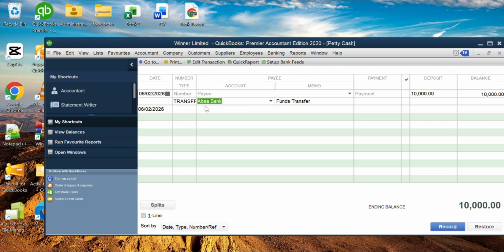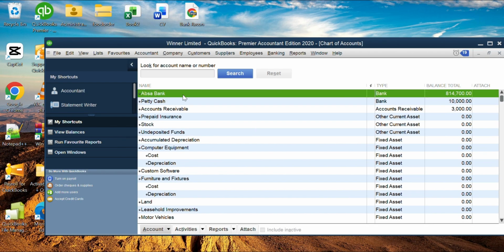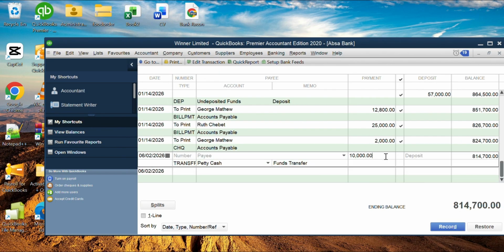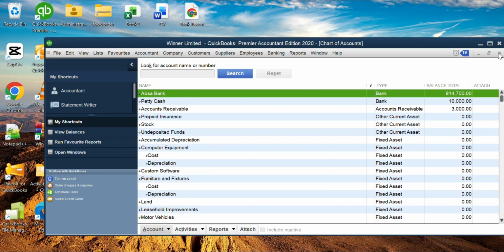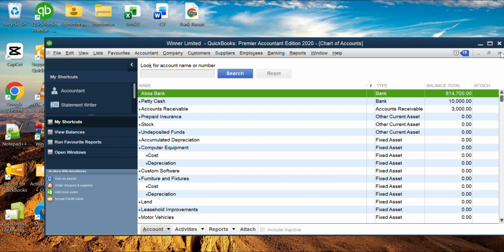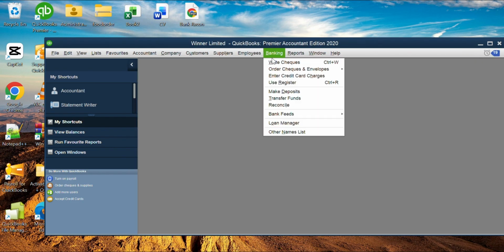So I was saying that in real life, when transferring money from the bank to the petty cash, a check is written payable to that particular bank that will give you the cash, signed both on the front and at the back. That makes it open. Then you go to the bank, and if you are authorized or your name has been given to the bank, you will be given that money. And that is how it works. So when you look at this chart of accounts, you'll see that Absa Bank has reduced by 10,000 and the petty cash has increased by 10,000.